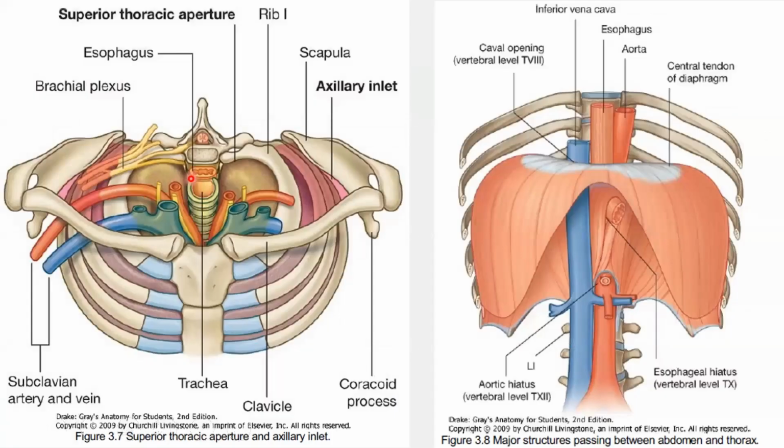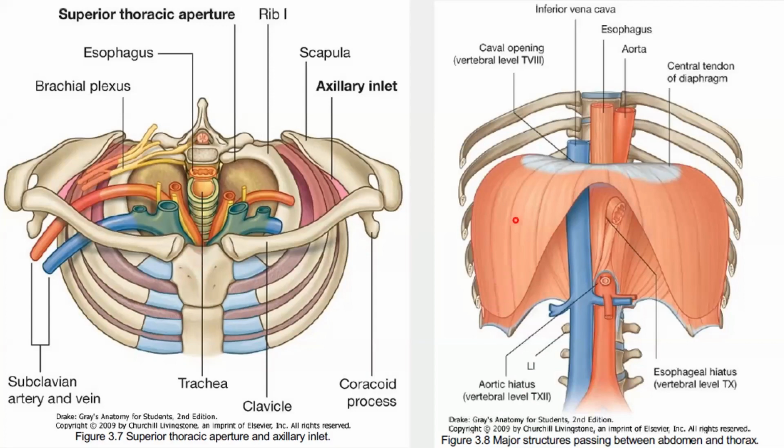Again, we have a picture of the superior thoracic aperture, or the thoracic inlet, where the thorax opens into the neck. You can see blood vessels and some nerves, and then you have the trachea, and here the esophagus passing from the neck into the thorax.